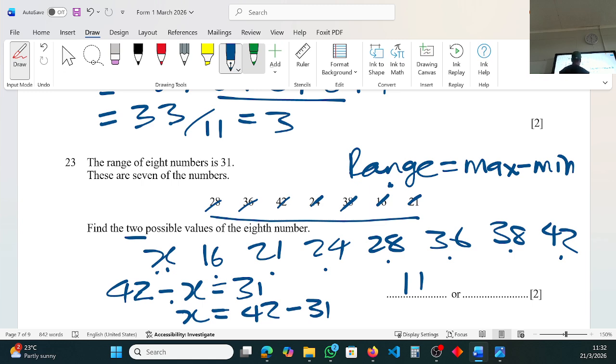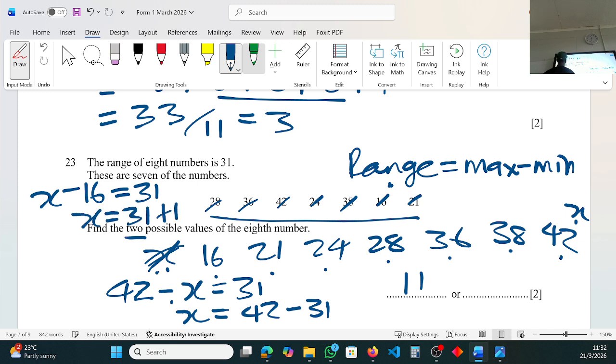Or alternatively, maybe our x is not here. It can be at the extreme highest point. So if it comes to the extreme highest point, then our range will be given by x minus 16, which will be the smallest value. We are saying the result must be 31. When I solve, I'm going to transpose 16. So I end up having 31 plus 16. Therefore, x could also take a value. When I add these two, it gives me 47. So x can also be 47.